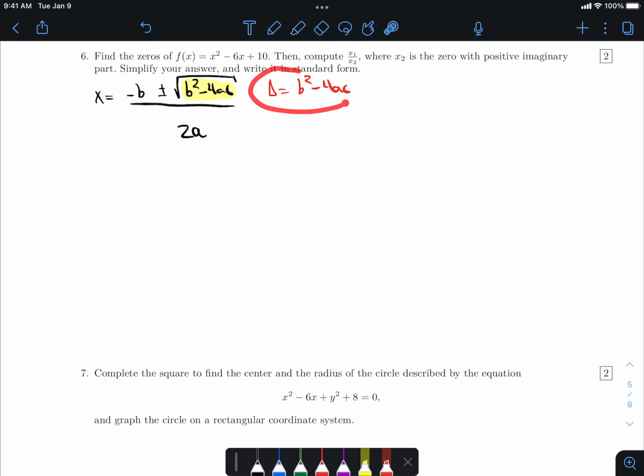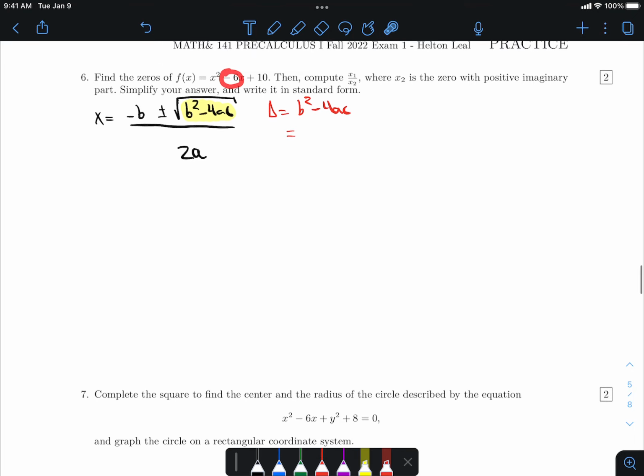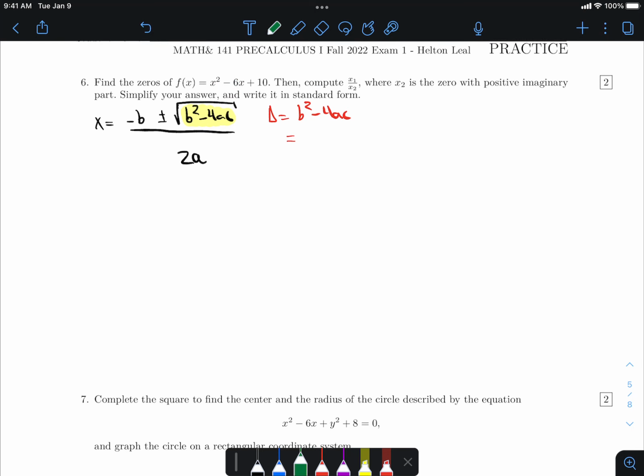The reason why people use delta here is that this is a good place to start. So I'll start by computing this guy. Remember that b is minus 6, so maybe I'll indicate that. This is b right here. A is 1 right here in front of the x squared, and c is 10. So delta is minus 6 squared minus 4 times a times c. So that will be 36 minus 40, so negative 4.